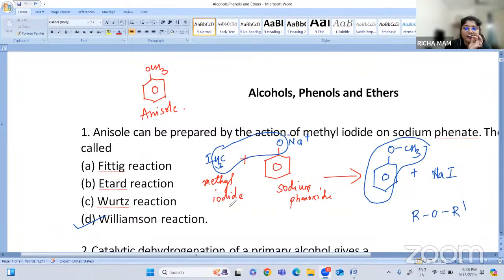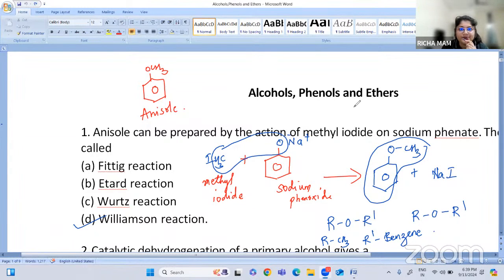When methyl iodide reacts with sodium phenoxide, we get an ROR dash compound. One R is the methyl group and the other R dash is the benzene ring. So this is an ether synthesis. We have done an ether synthesis. So what is our answer? Our answer is D.